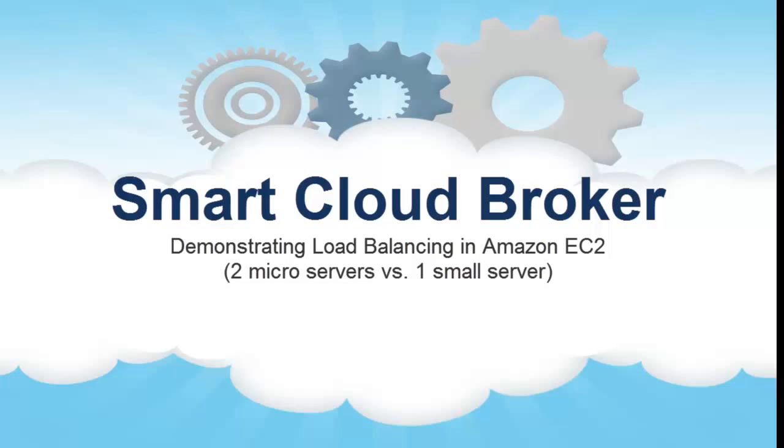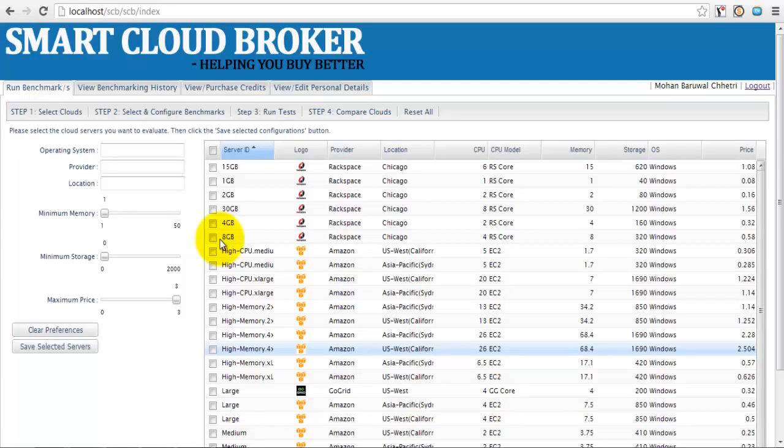So let's get started. The entire benchmarking process consists of 4 simple steps. In the first step, we select the servers we want to compare from the server catalog. This selection may be based on the server price or the actual configuration.